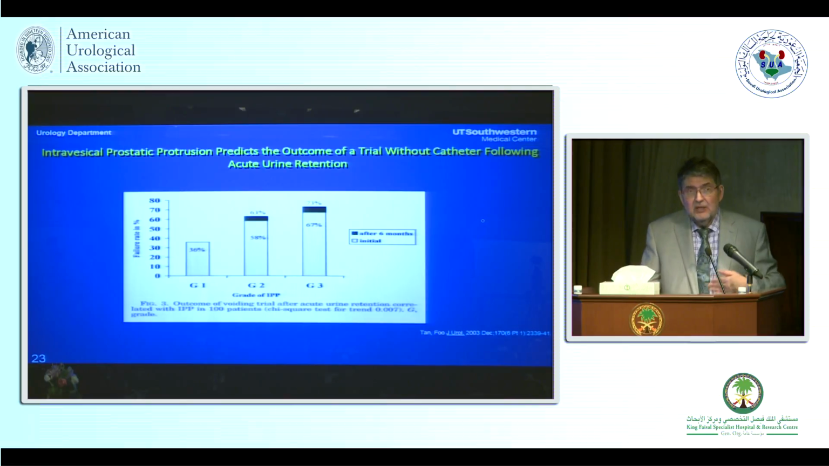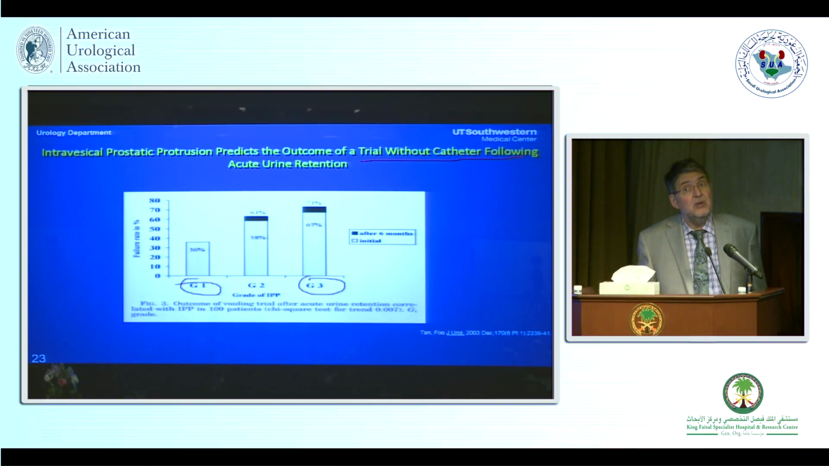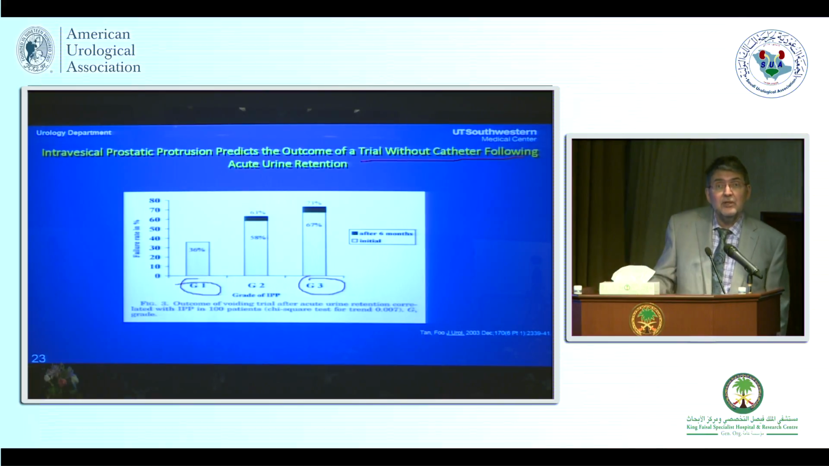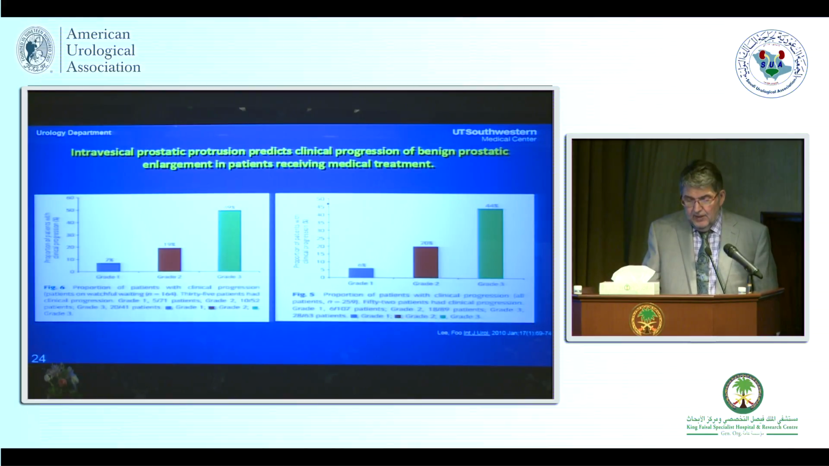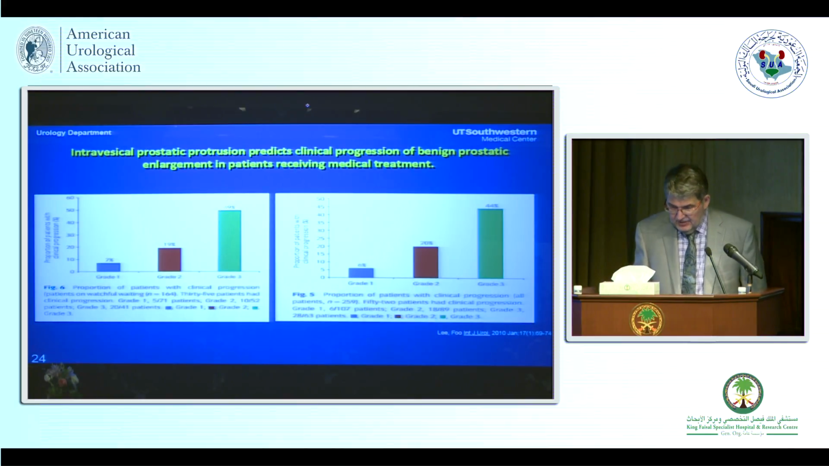This is the question: if a patient is in retention, will a trial without a catheter work? And the trial without a catheter will work successfully in 74% of grade 1, but only in 30% of grade 3. So those patients who have a substantial protrusion may need a surgery right away. The trial without a catheter may be a frustrating experience.